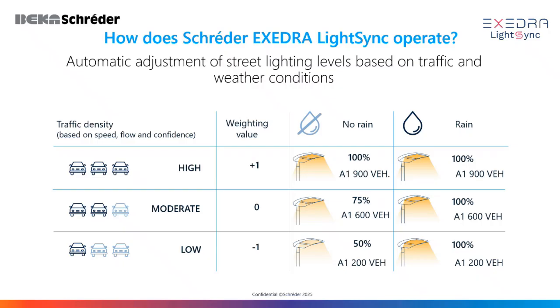So it means that, for instance, if you've got low traffic but there are rainy conditions, you could still increase your light levels to 600 vehicles, even though there are not actually 600 vehicles. So of course, these combinations make the system very flexible and versatile.